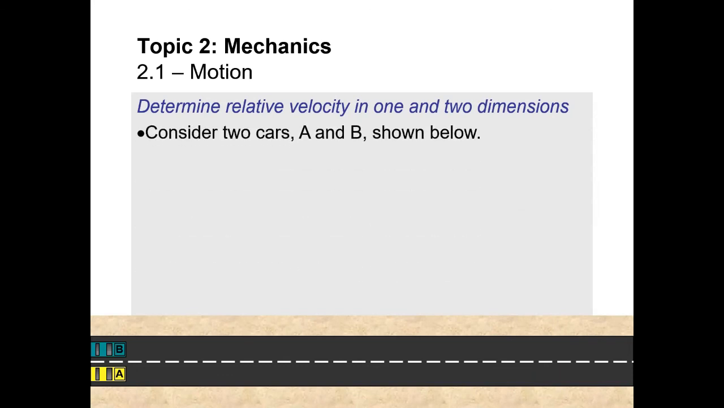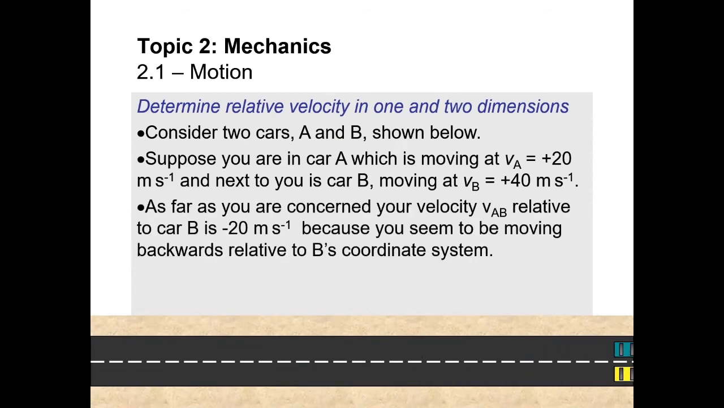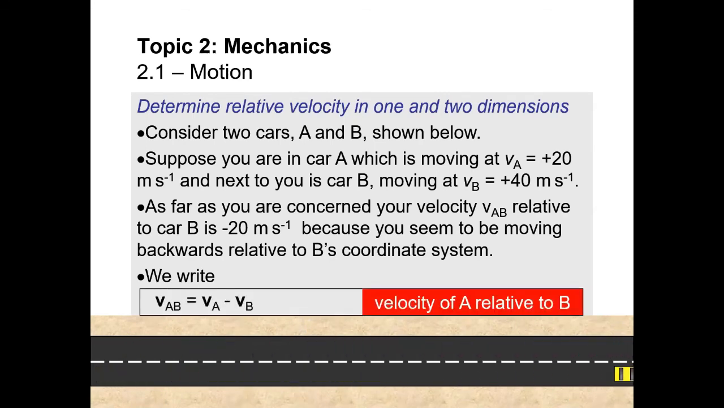Consider two cars A and B shown below. Suppose you are in car A, which is moving at a velocity of 20 meters per second, and next to you is car B moving at 40 meters per second. As far as you are concerned, your velocity VAB relative to car B is minus 20 meters per second because you seem to be moving backward relative to B's coordinate system. We write VAB equals VA minus VB, the velocity of A relative to B.